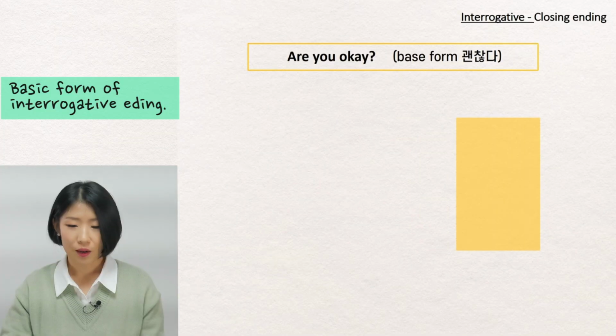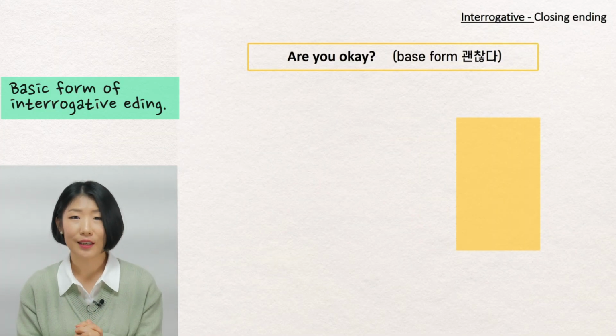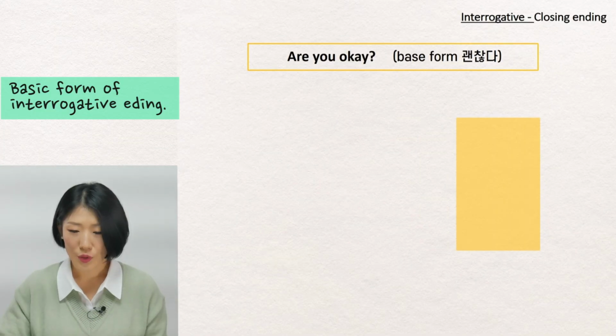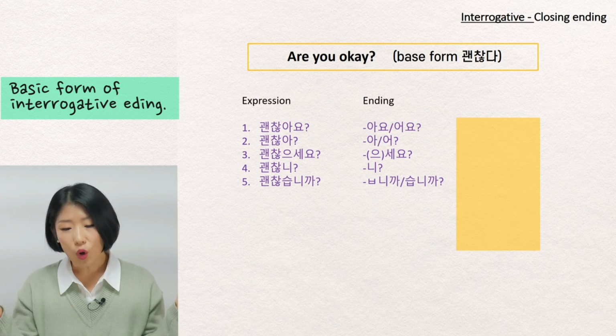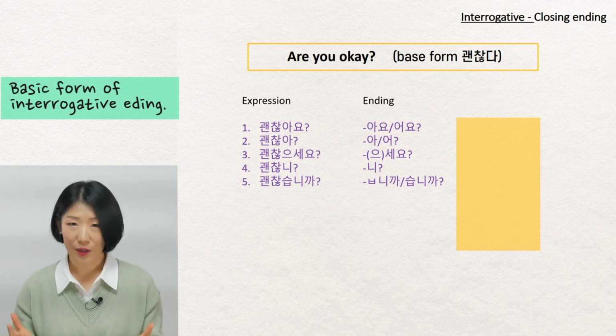Hi! Last time we learned how to make declarative sentences. And today we're gonna learn how to make interrogative sentences focusing on the closing ending. Alright, so here you can see, are you okay? I'll show you the 5 basic forms like this. 괜찮아요, 괜찮아, 괜찮으세요, 괜찮니, 괜찮습니까? They all have the same meaning, like, are you okay?